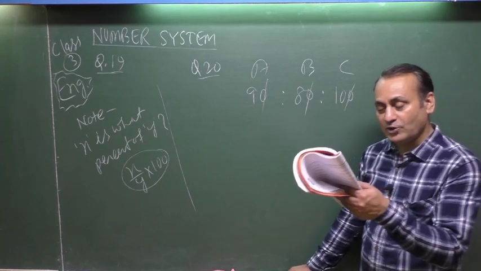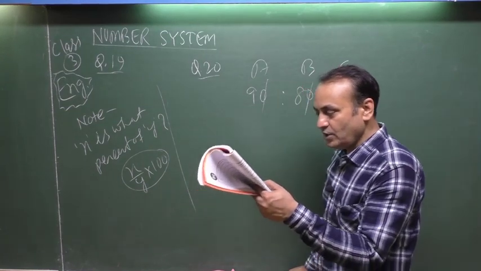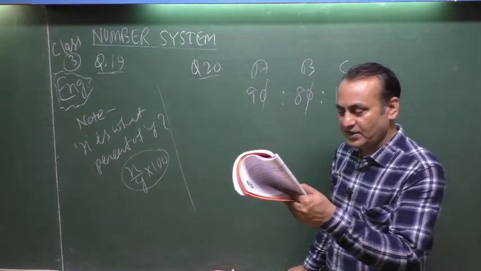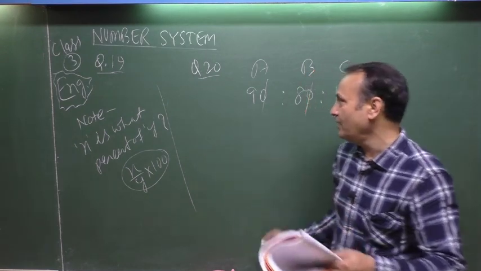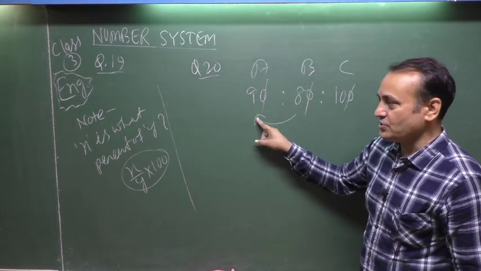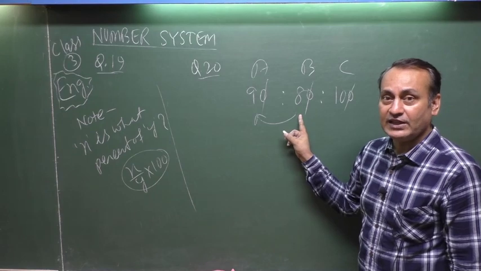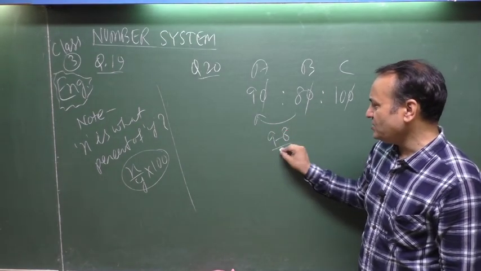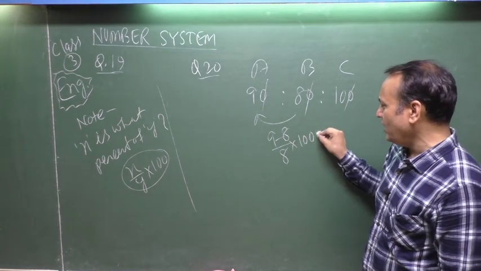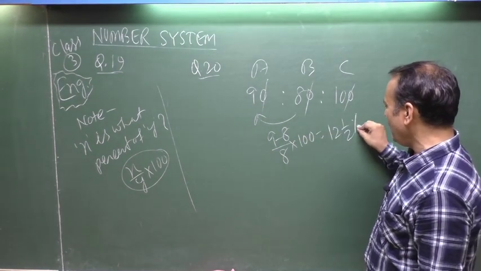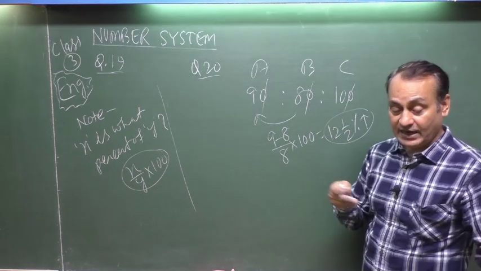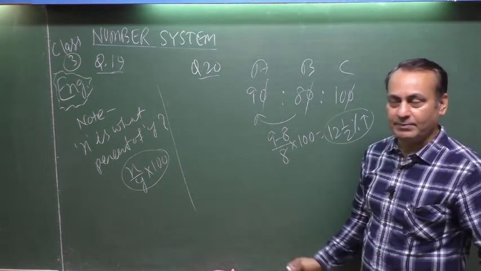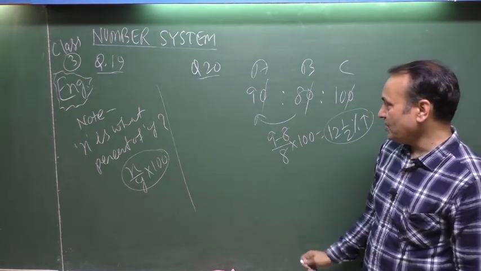Now see what the question demands. The first number is how much percent more than the second number. The question says 9 is how much percent more than 8. That means you have to write here 9 minus 8 by 8 into 100, and that is 12.5% more. This is your final answer. Firstly match the answer. 12.5% is the right answer. And just copy it on.